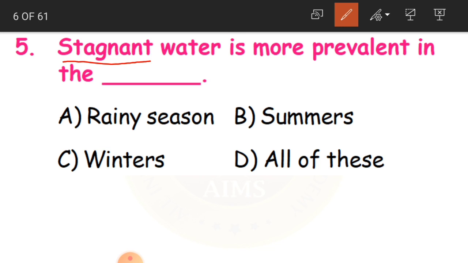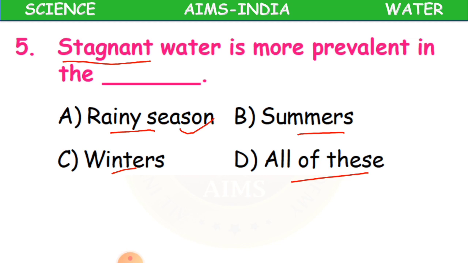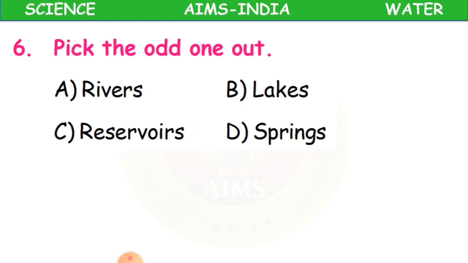So what is this stagnant water? Common in the dash, in which season? Prevalent, very common in which season? Whether in rainy season, summers, winters or all of this. Yes, so it is in rainy season. Yes children, we have more water on the roads. You can see more water on the roads near our surroundings, which are standing more in the rainy season. Sixth one is pick the odd one out.